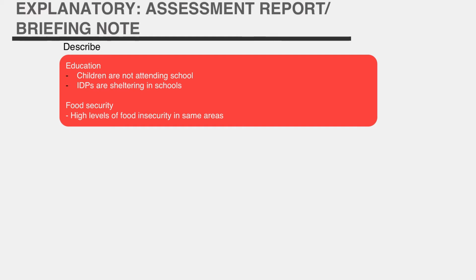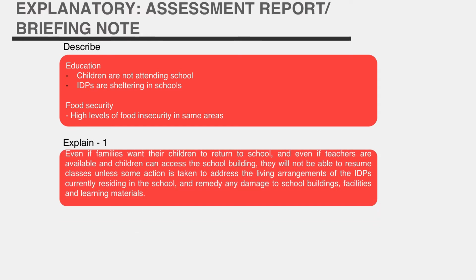We know that children are not attending school, IDPs are sheltering in schools. We also know that there are high levels of food insecurity in the same areas. An explanation of this could be, even if families want their children to return to school, and even if teachers are available and children can access the school building, they will not be able to resume classes unless some action is taken to address the living arrangements of the IDPs currently residing in the school and remedy any damage to school buildings, facilities and learning materials.